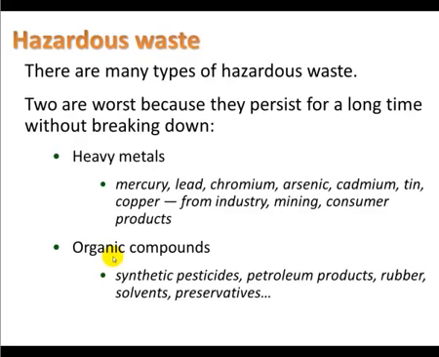And there are many types of hazardous waste. These two are the worst because they persist for a long time without breaking down. The first one is heavy metals, such as mercury, lead, chromium, arsenic, cadmium, tin, copper. These are from industry, mining, and consumer products. And the more we mine them, the more we use them in consumer products, the more prevalent they are in our environment. And they're potent neurotoxins, so we don't want to have these things in our environment. Organic compounds, such as synthetic pesticides, petroleum products, rubber, solvents, preservatives, these also can take a while to break down. And many of them can be endocrine disruptors and things like that.